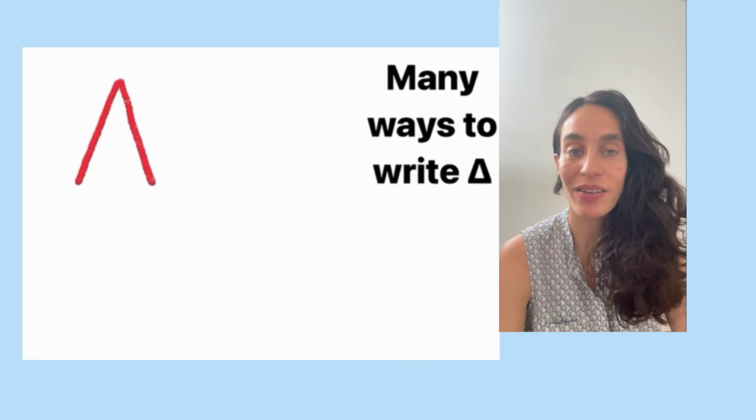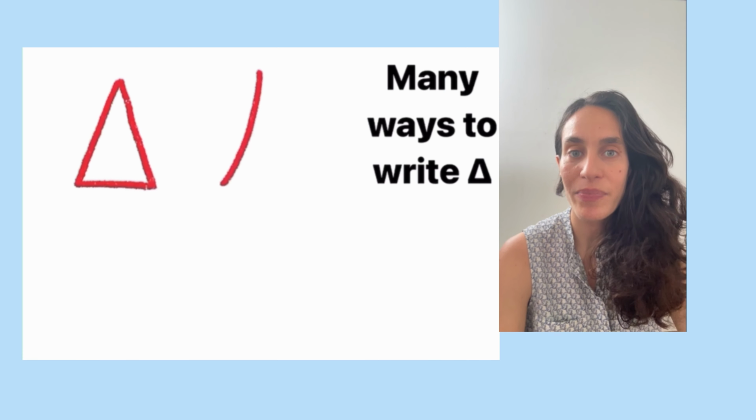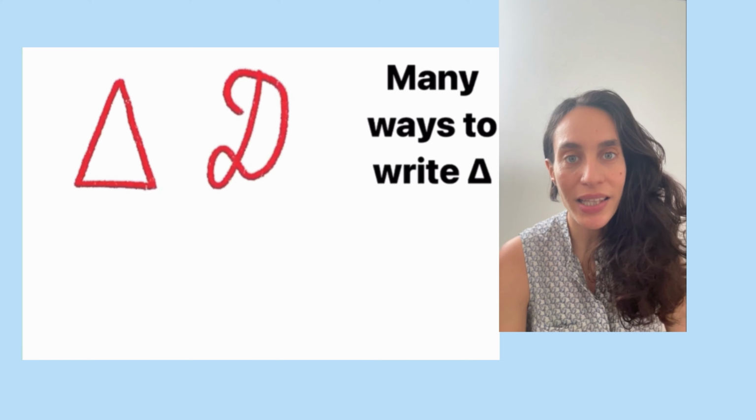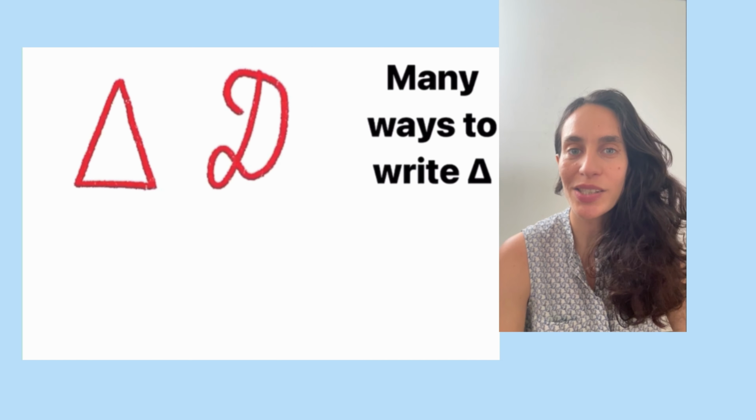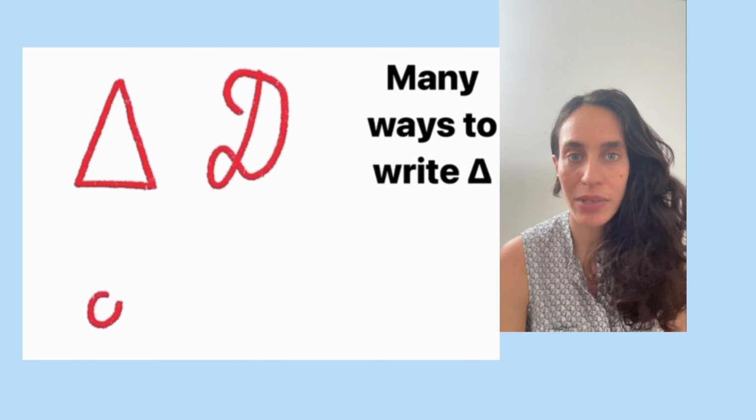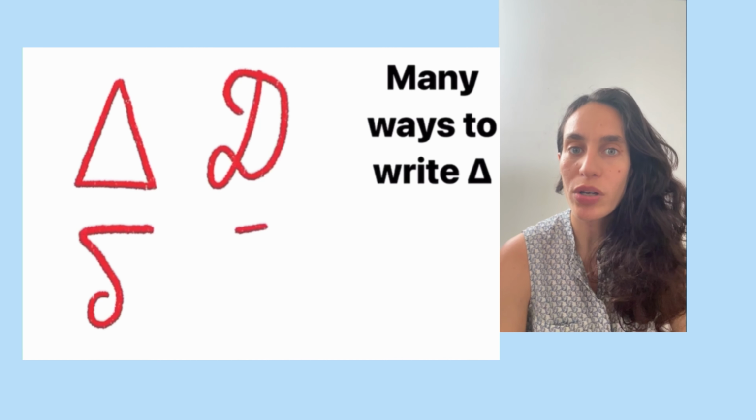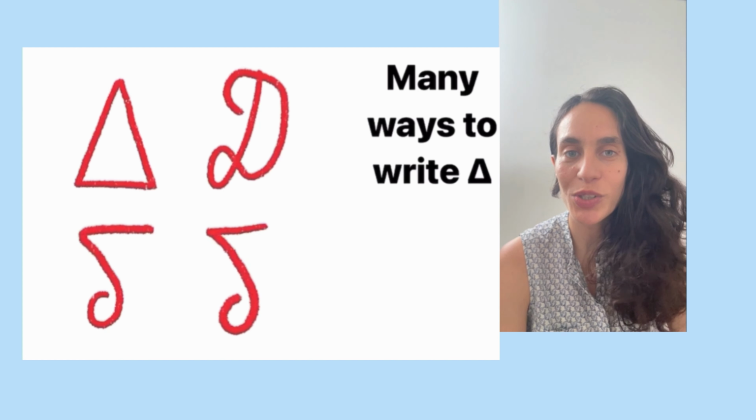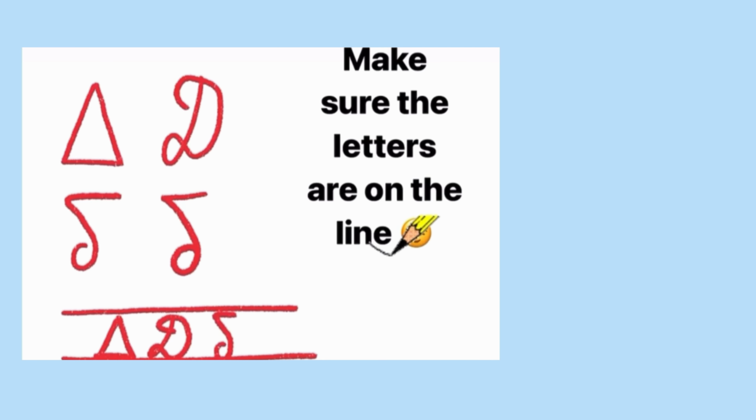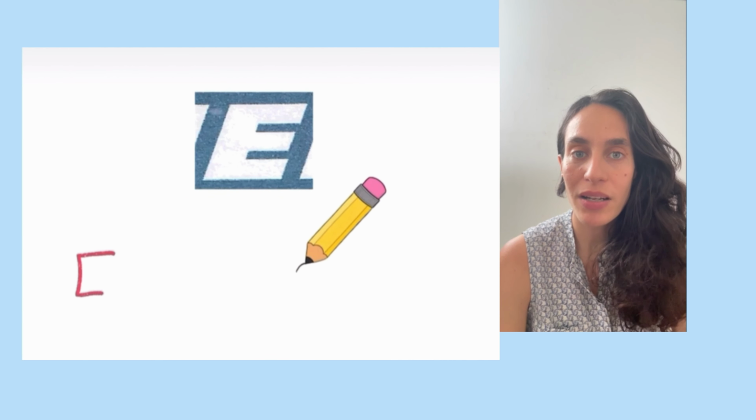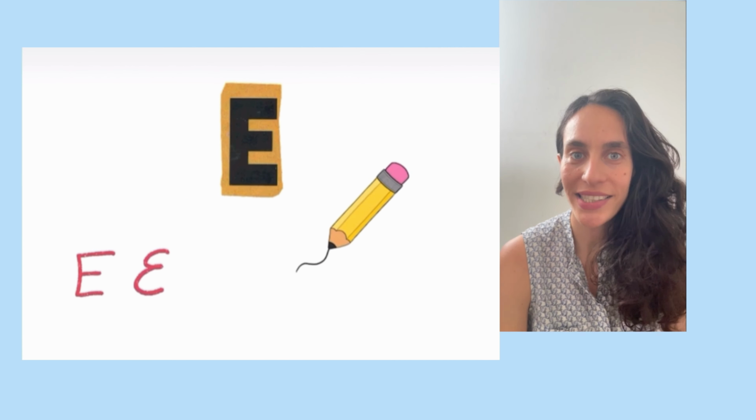Let's move on to the letter delta. The letter delta is a triangle when it's a capital letter, or you might see it like that, and this is also a bit more calligraphy. The lowercase, you might start from the round part, or you might start from the top part, whatever suits you better. Let's move on to the letter epsilon. E. That's a pretty easy letter.